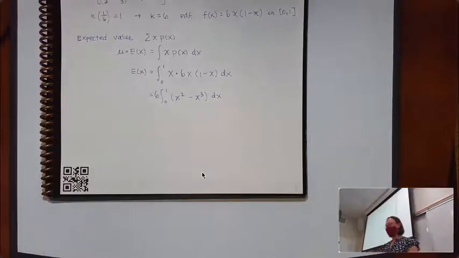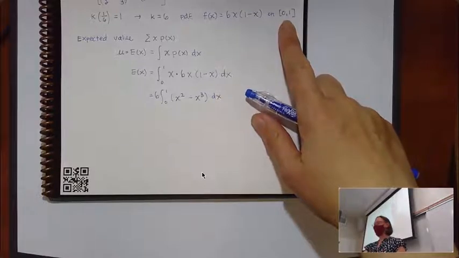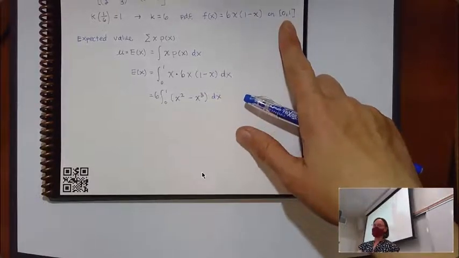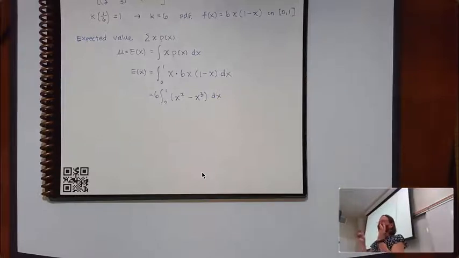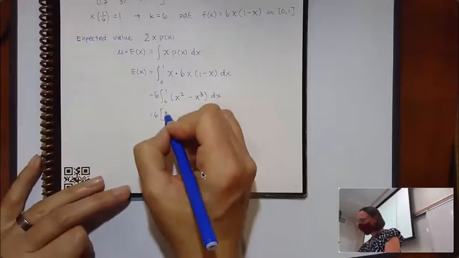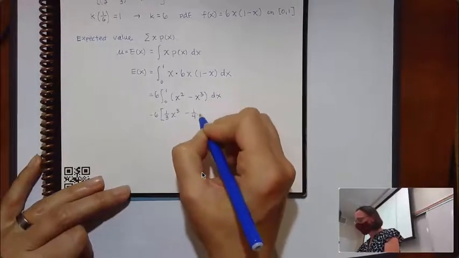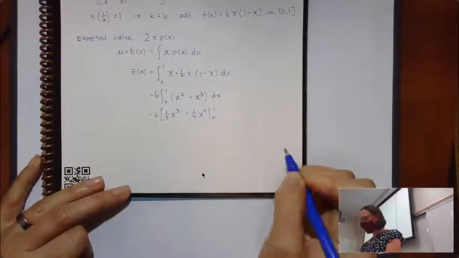When we talked about discrete, I mentioned that our expected value should always be something kind of within that range of values. So the same thing's going to happen here. I'm expecting to get a number between 0 and 1. If we don't, something went wrong. So let's hope we get a number between 0 and 1, because that's kind of like our range of values that we've got. So if I integrate this, just leave my 6 out there for a second. Looking at 1/3 x to the 3rd minus 1/4 x to the 4th from 0 to 1.